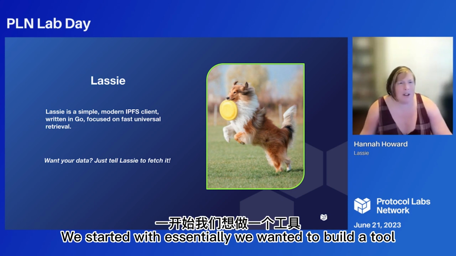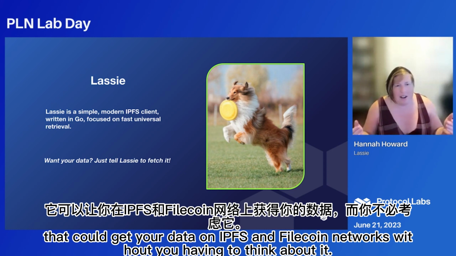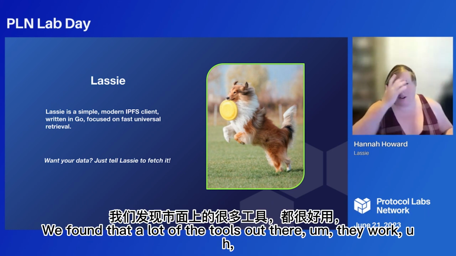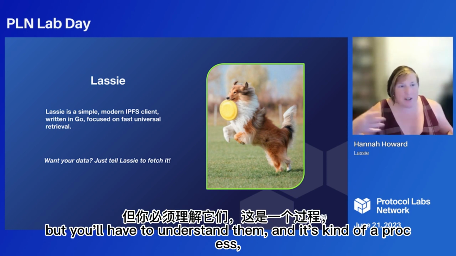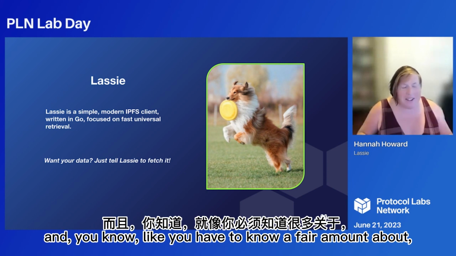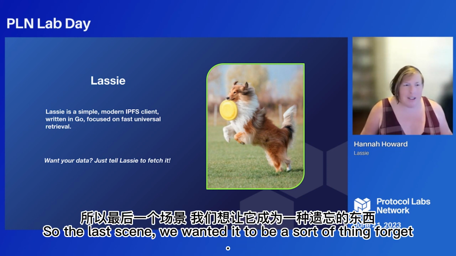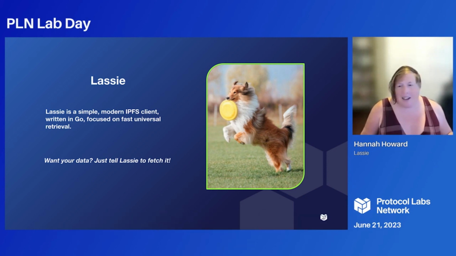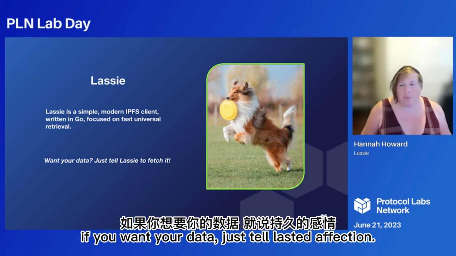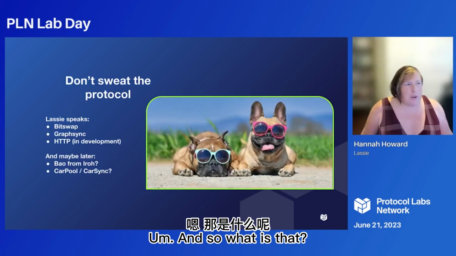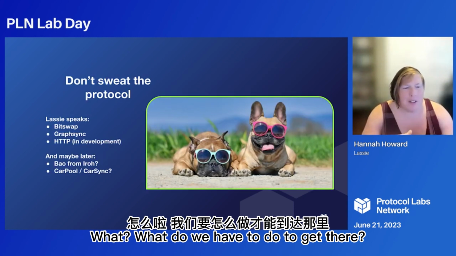We wanted to build a tool that could get your data on IPFS and Filecoin networks without you having to think about it. We found that a lot of the tools out there work, but you have to understand them, and it's kind of a process, and you have to know a fair amount about the underlying technology to really make them work efficiently. So with Lassie, we wanted it to be a sort of set and forget. If you want your data, just tell Lassie to fetch it. And so what do we have to do to get there?